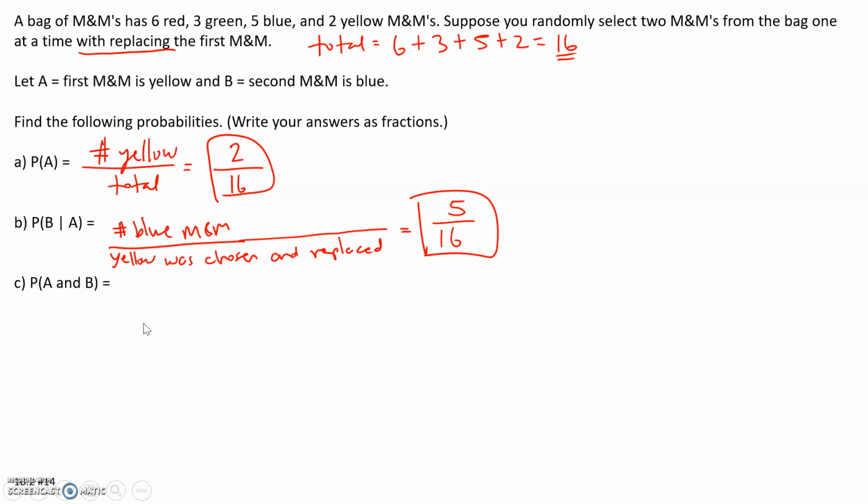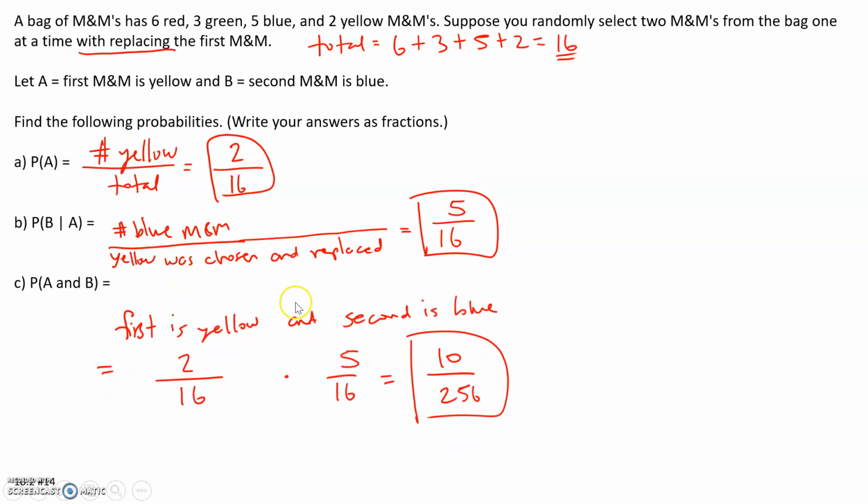C says, what is the probability of A and B? So the first is yellow and the second is blue. So in the first case, we have 2 yellows out of 16. But that M&M gets replaced, so we still have 16 M&Ms, and of those 5 are blue. So we have 2 out of 16 times 5 out of 16. That's going to be 10 out of 256.